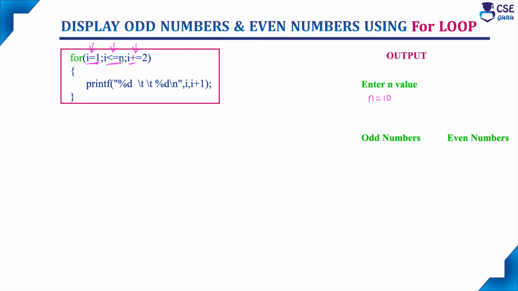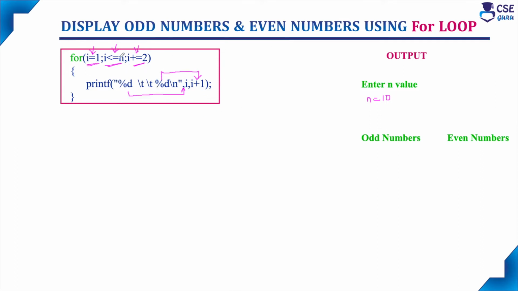Whenever the condition is evaluated to true, it will allow the body of the loop to execute once. This %d will display the odd number, that is the i value. And this %d will display the even number, that is the i plus 1 value. Every time the body of the loop executes, that is considered one iteration.